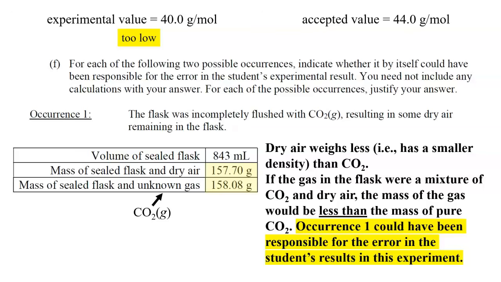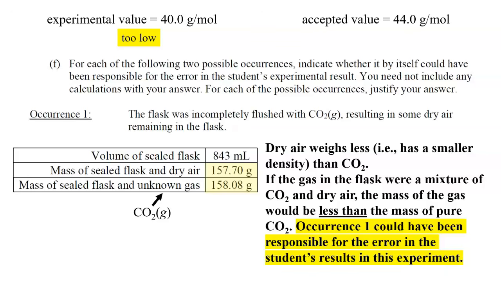Well, that combined mixture would weigh less than pure CO2. So if the gas in the flask were a mixture of CO2 and dry air, the total mass of the gas would be less than if it were pure CO2. Well, if your mass is too small, then your calculated value for molar mass would be too small. So the answer is yes, occurrence number 1 could have been responsible for the error in the student's results in this experiment, because a little bit of dry air would cause the mass to be too low, and therefore the calculated value for molar mass to be too low.